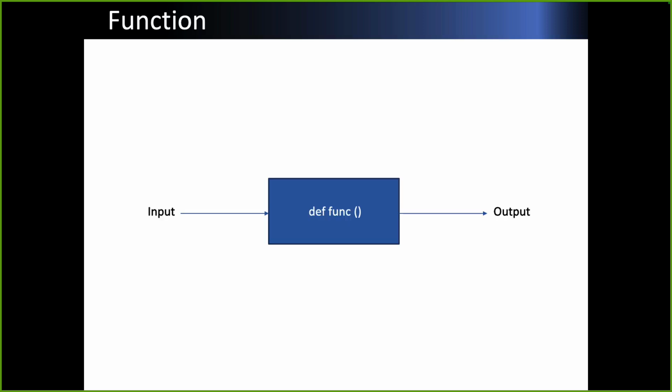So first, defining functions. When you define functions, it looks like def func. Func is a name, followed by open parenthesis and close parenthesis. When you see on this blue box, def is a reserved word. It is for define. So define a function. This is your function name, followed by open and close parenthesis.